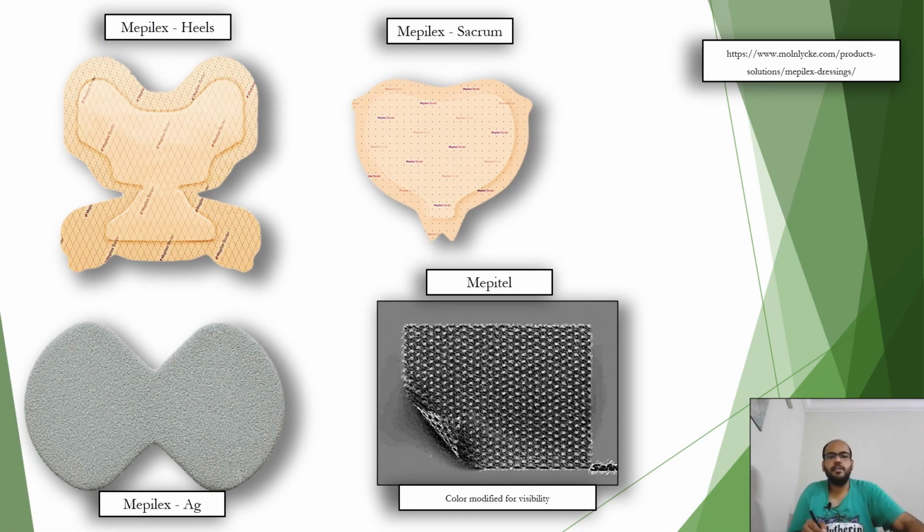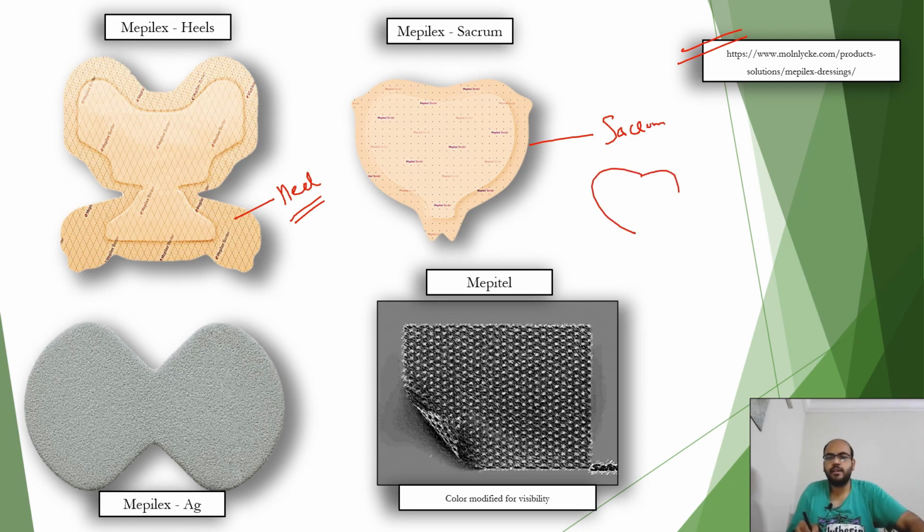So these are some of the Mepilex dressings. If you go to this URL, this is the website for the Mepilex company, and the company has a lot of different shapes and sizes of dressings. So I thought that I'll show some of them. This is Mepilex Sacrum. This has to be put over the sacrum, over the lower back. And this one is Mepilex Heel. So you can see the shape.